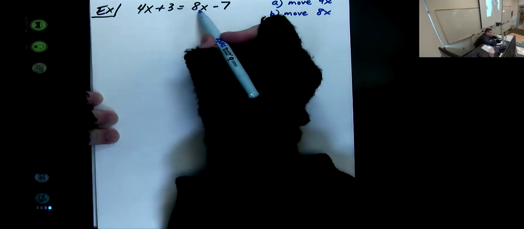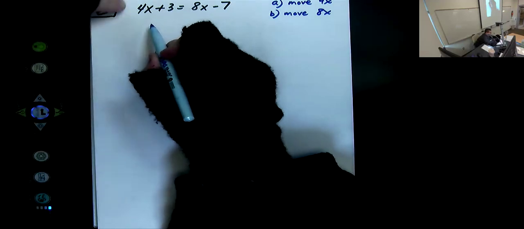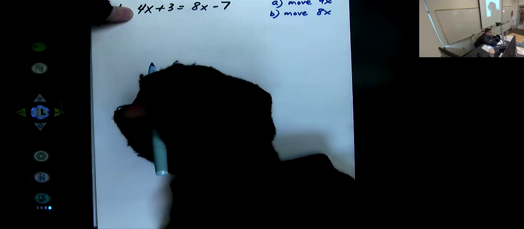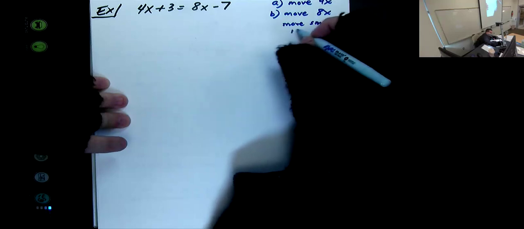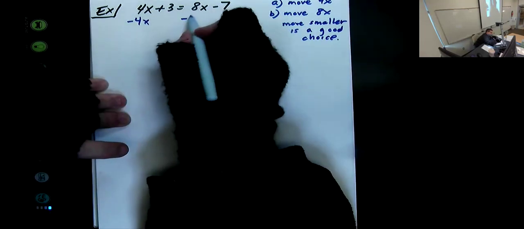And sometimes a lot of people like the x's on the left, because that's how we usually write the answer. If I want the x's on the left, I have to move the 8x over. And if I move the 8x over, I've got 4 minus 8, and I'm going to have a negative number. I don't like that, just because it's easier to mess up. So the good choice is to move the smaller one. So I will move 4x.